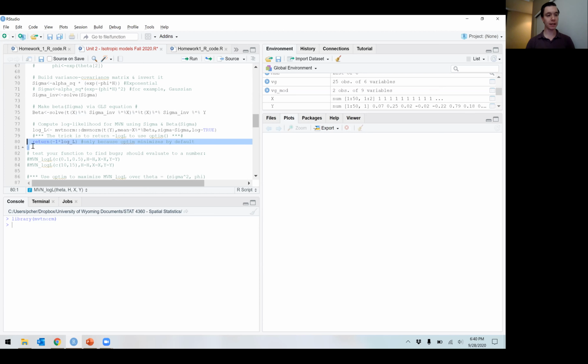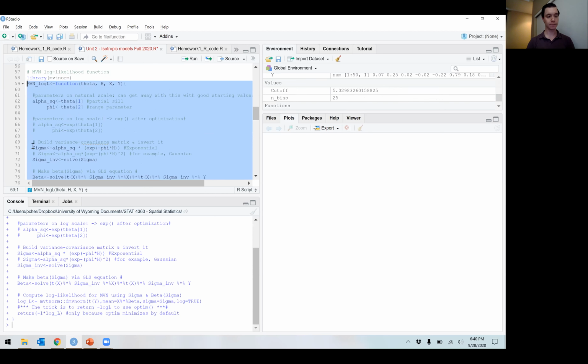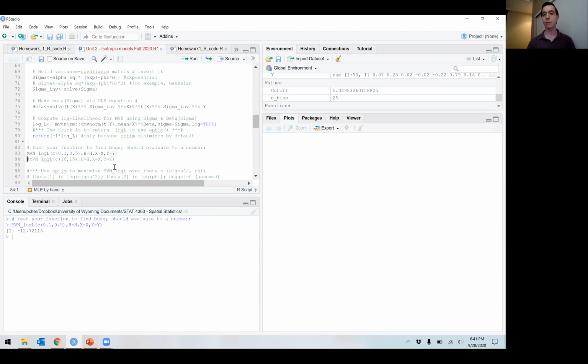So I just wrote a little function, a little ditty here. Here's my function. So when you write your own function, it's helpful to test it. For example, here are two values of my parameter. Here's alpha squared. Here is my range parameter phi, given the distance matrix, the design matrix, and the vector of observations. And I want to make sure this evaluates to a number, a single number. So what optim's going to do is it's going to change these values around until this number is at its maximum.